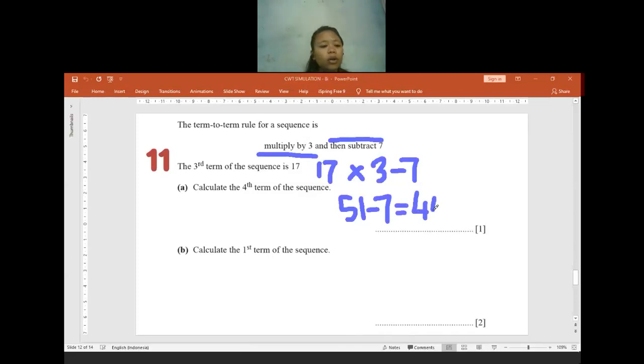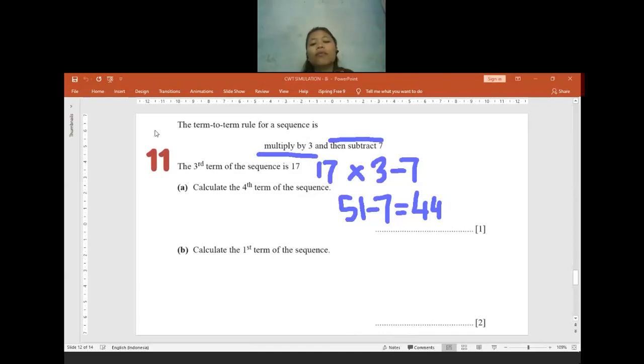Is there anyone who gets confused? No, teacher. Teacher, 17 is the x, right? Yeah, 17 is the x, and then the 44 is the y that we are going to look for. If there's such kind of question, the sequence 17 is the x and the answer is the y, right? Yes, correct. Is there anyone who has difficulties for 11A? No? Okay.